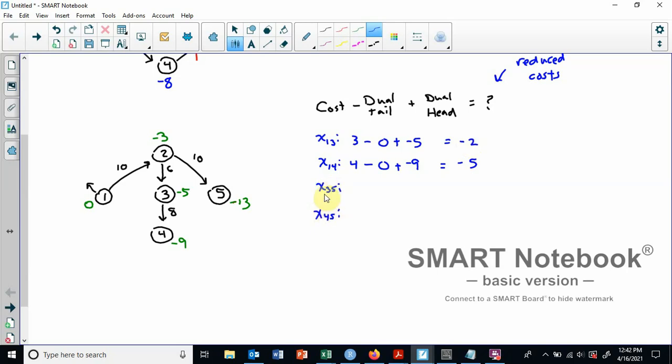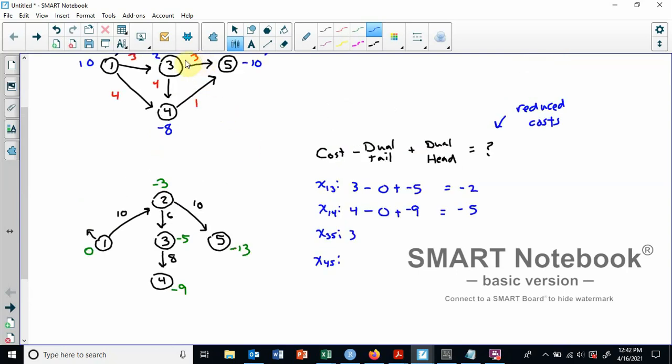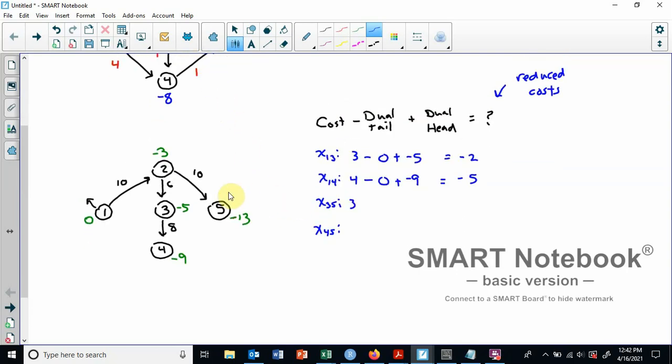Now let's check 3, 5, and 4, 5 really quickly in the same way. 3 to 5 has an original cost of 3, I believe. The dual tail is negative 5, so 3 minus negative 5. And the dual head of 5 is negative 13. Let's see, 3 minus negative 5, that is positive 8. Plus negative 13, that is negative 5. So I actually have a tie for most attractive right now, unless this one's more attractive, which I don't think it is. Let's do that.